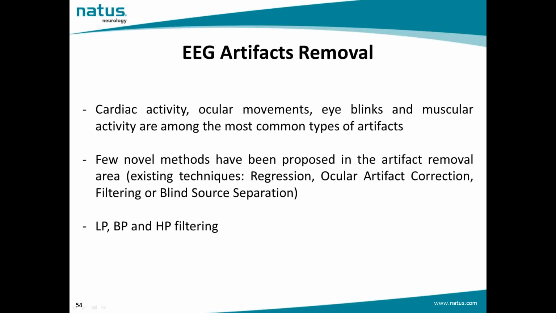Even if the ideal way of working with EEG signal is to avoid the occurrence of artifacts while recording, the EEG signal is unfortunately often contaminated by various physiological and non-physiological factors other than cerebral activity, which are typically of non-interest. For instance, cardiac activity, ocular movements, eye blinks, and muscular activity are among the most common types of artifacts.